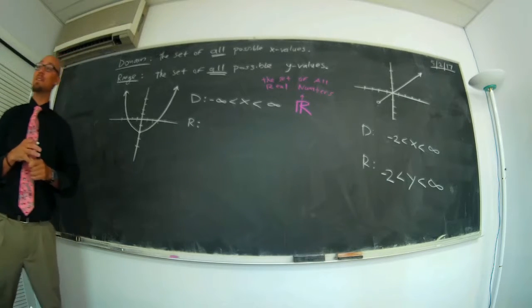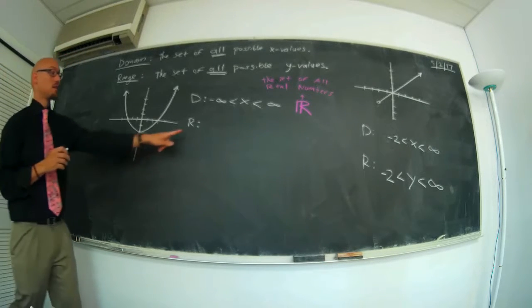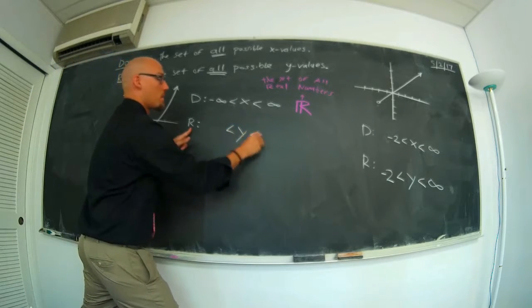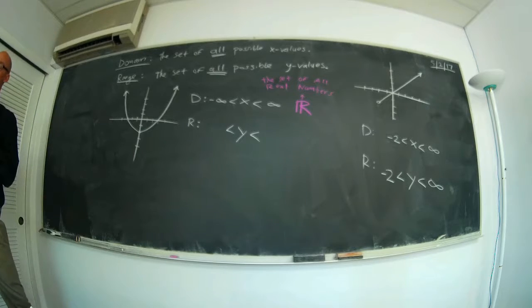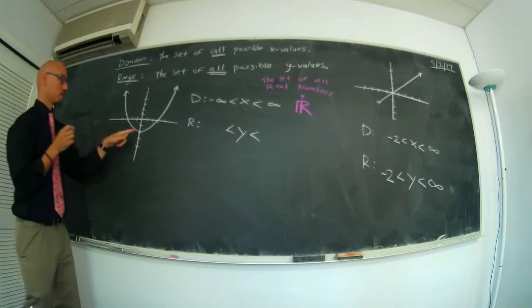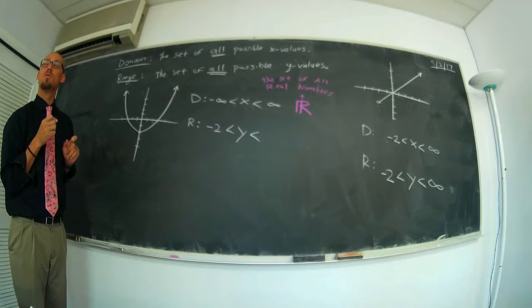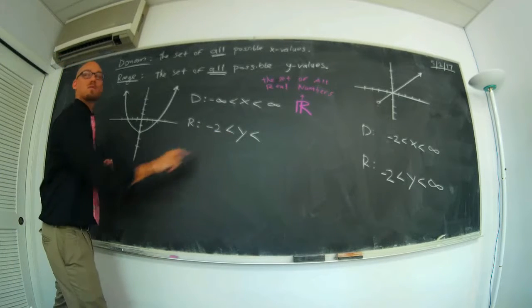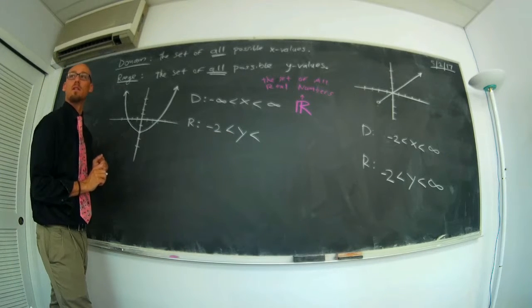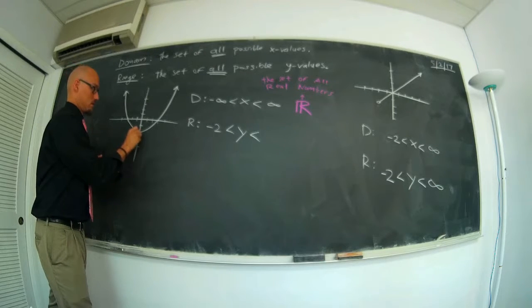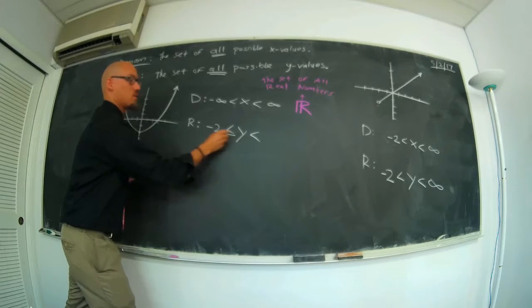Now the range, let's talk about the range. So it's the y values. How low does this function go to? -2. And is it equal to, or is it just greater than? It's equal to. Does it equal -2? Yeah, because it actually hits -2, so equal to.